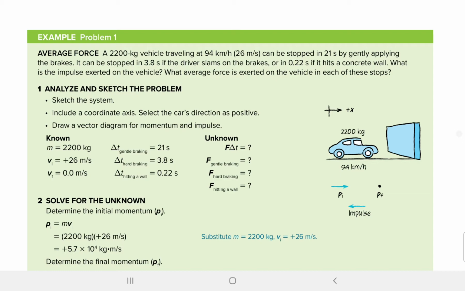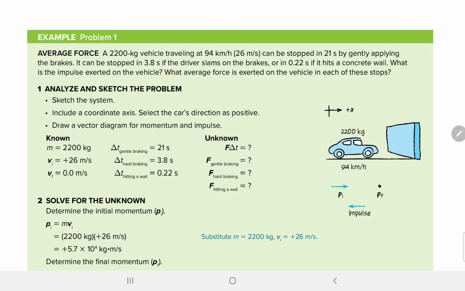And after that, he told me that delta t, the first one, is 21 seconds by gently applying the brakes. So delta t, gentle braking, is 21. And here he told me that it can be stopped in 3.8 seconds if the driver slams on the brakes. So the hard braking is equal to 3.8 seconds. And if the car hits a concrete wall, it will stop in 0.22 seconds. So delta t when hitting a wall is 0.22.